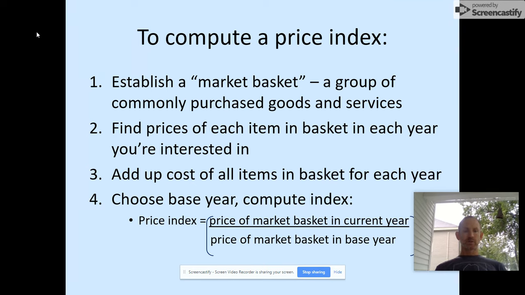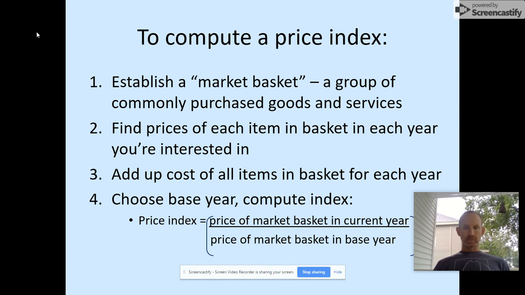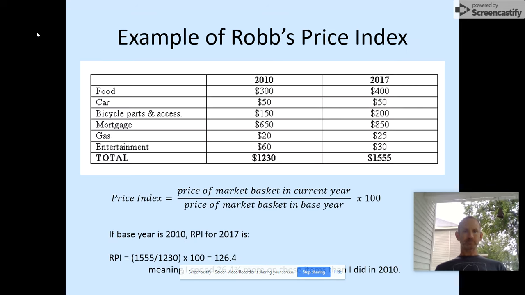And then to actually create the price index, they divide the price of the market basket in the current year, whatever year they're trying to calculate it for, by the base year. The base year is completely an arbitrary choice. They just pick a year and say, we're going to compare everything to its price in this year. So it's a simple little division, and then multiply by 100 commonly.